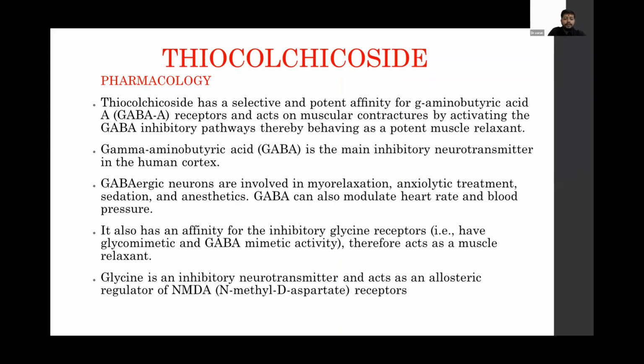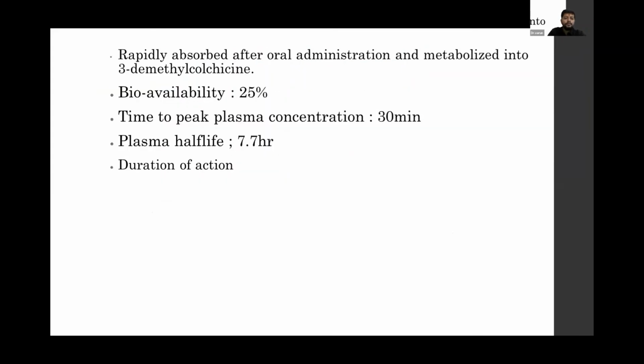It also has affinity for the inhibitory glycine receptor, and glycine is an inhibitory neurotransmitter and acts as an allosteric regulator of the NMDA receptor. So thiocolchicoside is a GABA analog and glycine receptor inhibitor. It is rapidly absorbed after oral administration and metabolized into 3-demethyl thiocolchicoside, and bioavailability is 25%. Time to peak plasma concentration is 30 minutes. Half-life is 7.7 hours.